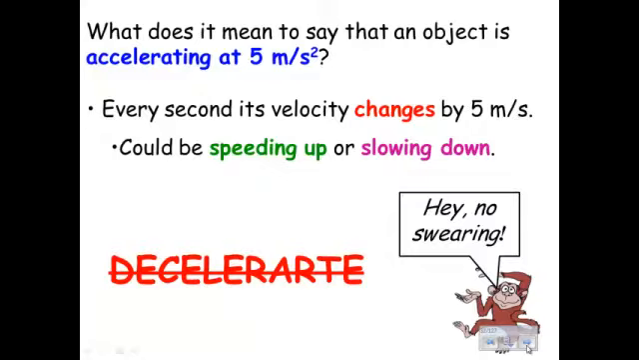This could either be speeding up or slowing down. For example, after 1 second of motion, this object could either have a velocity of 5 meters per second greater than its initial, or 5 meters per second less than its initial velocity. But no matter what, remember, never ever ever say the D word. Slowing down counts as accelerating. If you're accelerating, you can be speeding up, you can be slowing down, and also you could be changing direction.